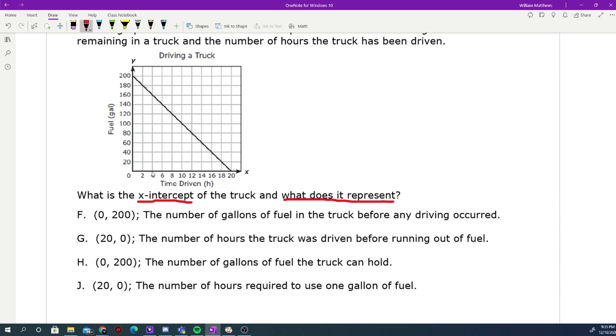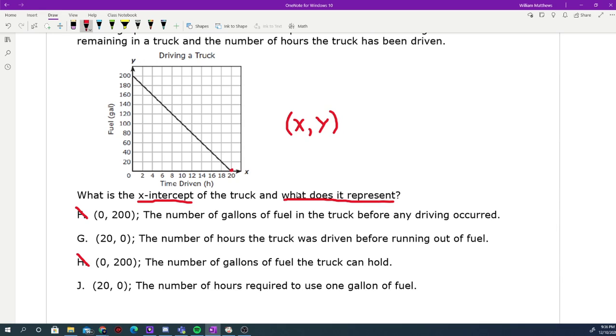So understanding x-intercept is when it crosses the x-axis. It brings us over here. Now we need to remember we always have an ordered pair of x value first, then we follow up with our y value. So this would be the 20 as our x value, and we didn't go up any, so a 0 for my y value. Those don't deal with the correct numbers. Now we have a choice between G and J.